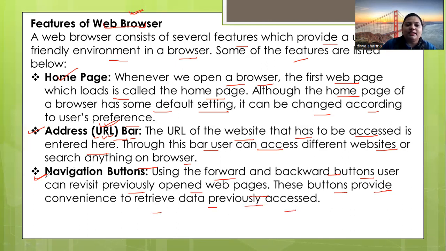Navigation buttons are the buttons which have been placed on the navigation bar, and you can see these buttons, this is for previous and this is for next. So by using these buttons, you can move in both directions, forward as well as backward. So the features of the web browser: the first one is the home page, another one is the address bar, and the third one is the navigation bar.